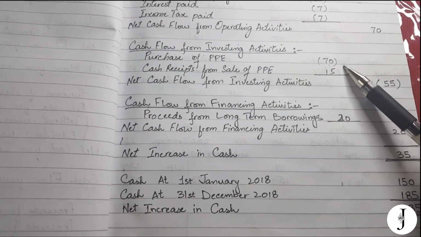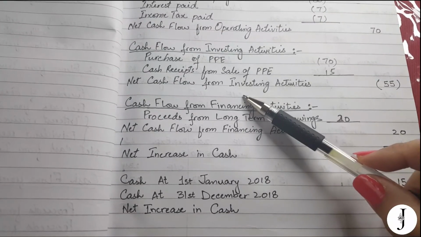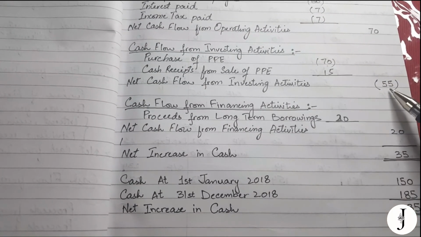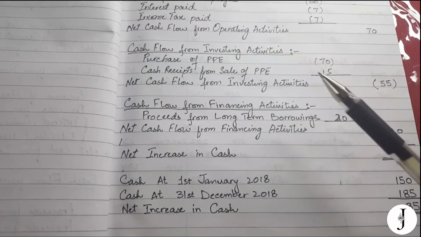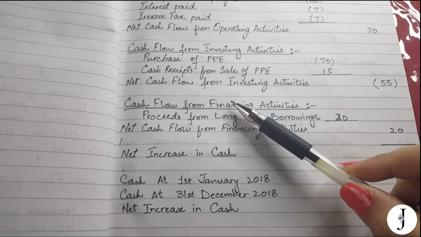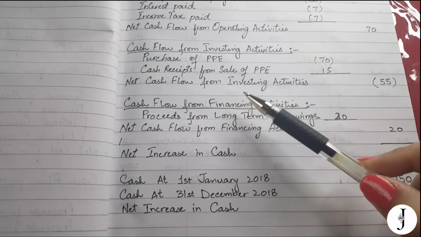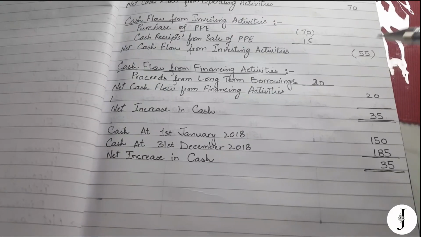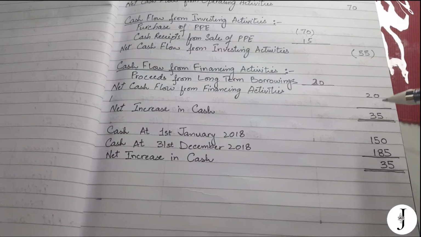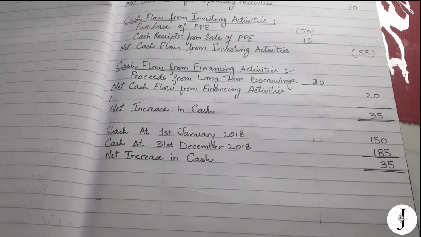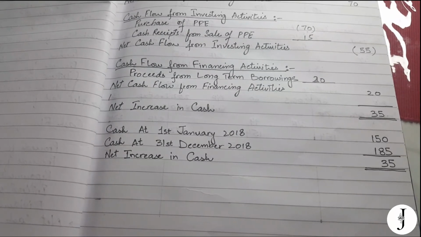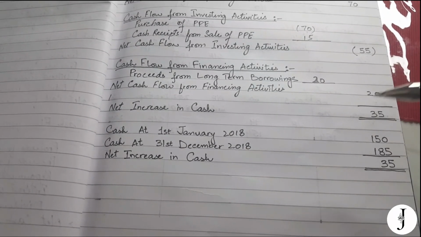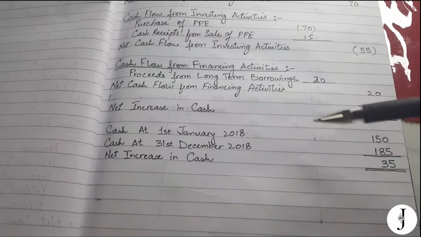So working on these figures will give us net cash flow from investing activities. This figure is negative, so it means that it is the net cash consumed in investing activities. Don't worry, we have done all the hard work. The cash flow from financing activities includes all the activities that are related to the share capital, borrowings, bonds, all these things. Any outflow or inflow of cash from these activities comes under this section.